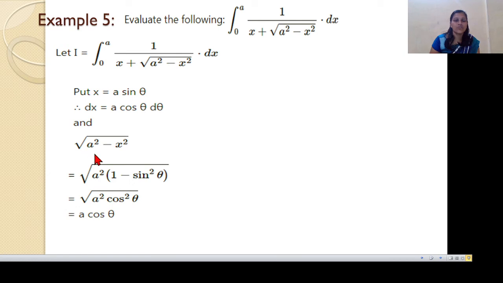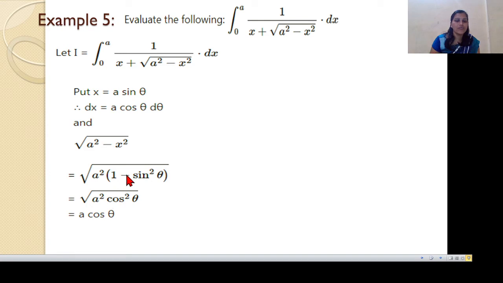And for the term square root of a square minus x square, this term will be changed like this: a square as it is, and instead of x you get the term a square sine square theta. So after taking a square common in both the terms, we get square root of a square into bracket 1 minus sine square theta.